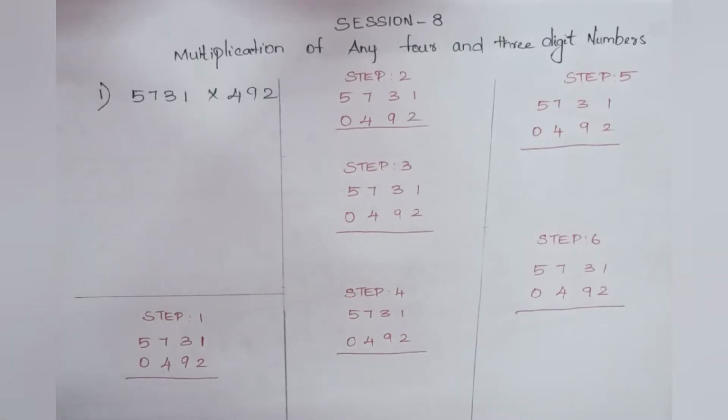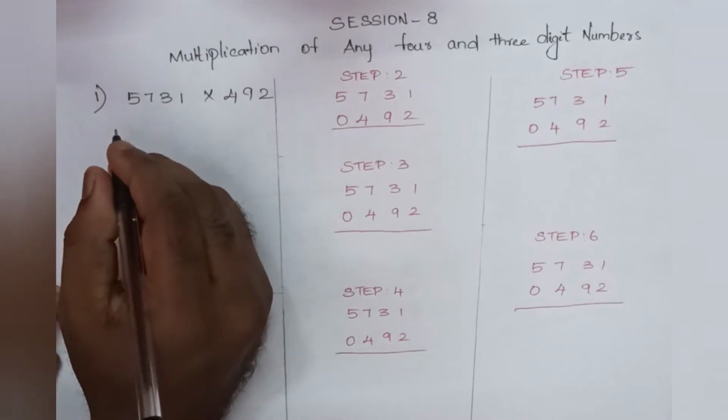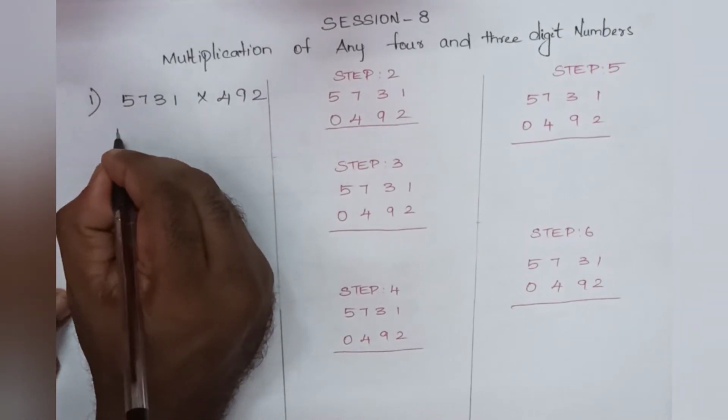Today's topic is multiplication of any 4 and 3 digit numbers in an easiest way. I just explained this through an example. So, for example, 5731 into 492. Okay, so first of all you have to write in this manner.